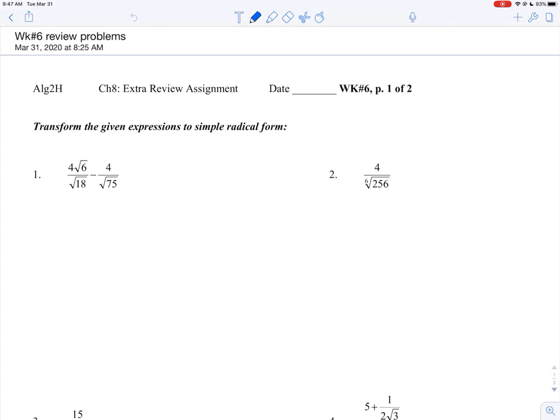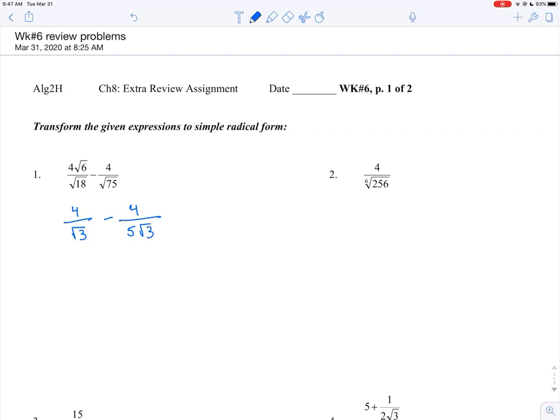So first couple are just simplifying our radicals. So if we're writing these in simplified radical form, if I'm looking at problem number 1, I'm seeing this rad 6 and rad 18. I know that 6 and 18 can be simplified, so we can rewrite this as 4 over rad 3. We can put those back together, right? At the same time, I'm just going to simplify the rad 75. So that's going to be 25 times 3, so we can write that as 5 rad 3, right?